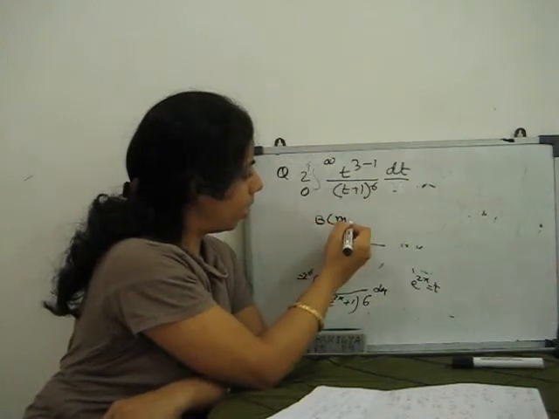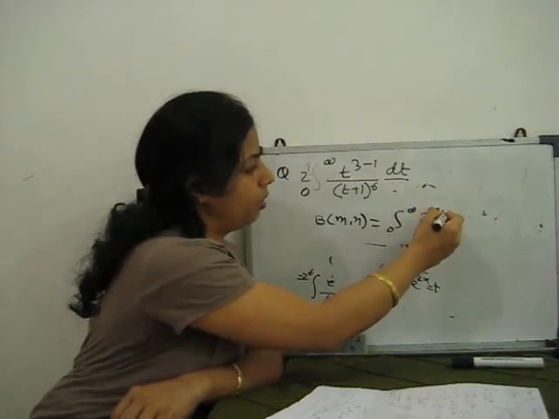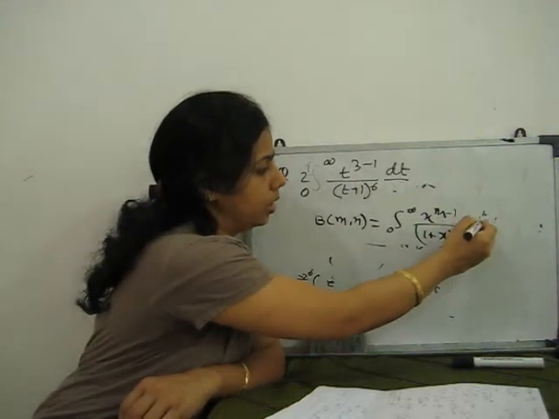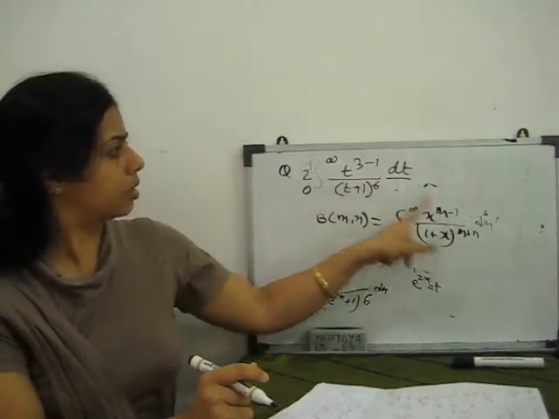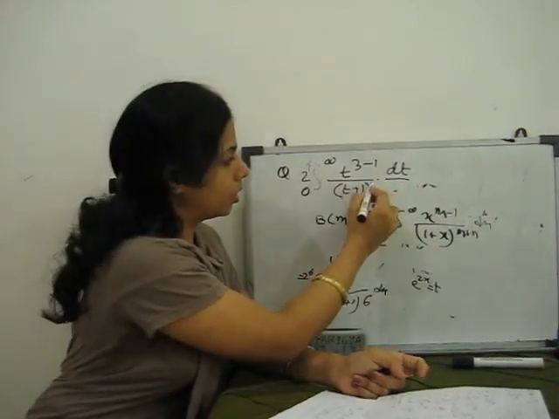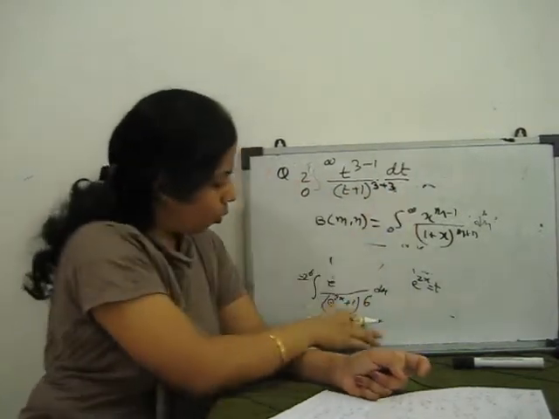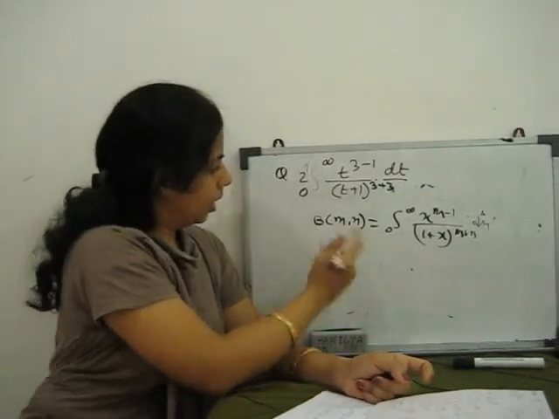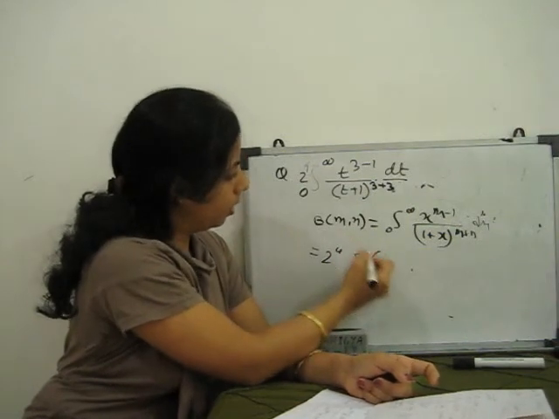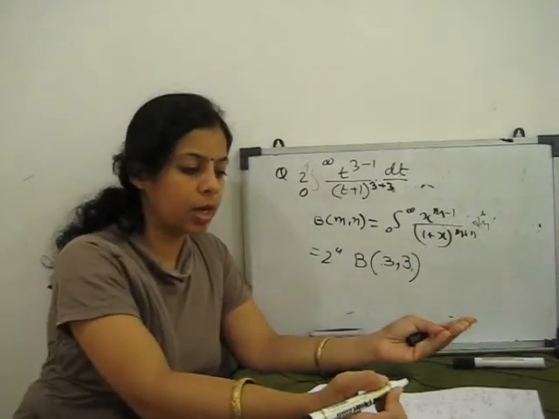Beta of m, n is equal to the integral from 0 to infinity of x to the power m minus 1 over 1 plus x to the power m plus n, dx. Compare this: m is 3. So this 6 is 3 plus 3. We write 3 plus 3. So this gives 2 to the power 4 as a constant outside, and this gives beta of m is 3, n is 3. So beta of 3 comma 3.